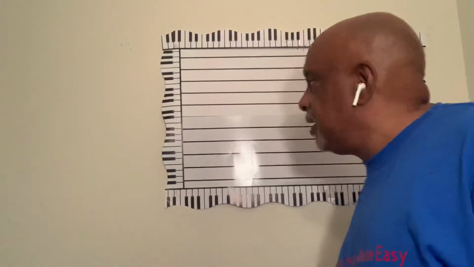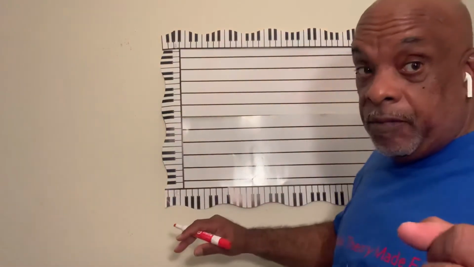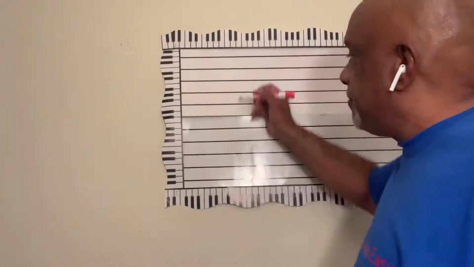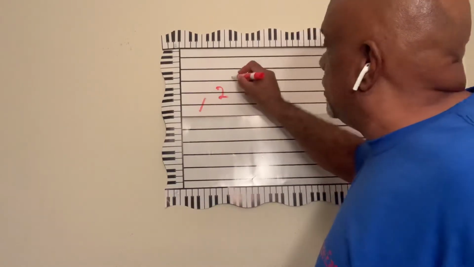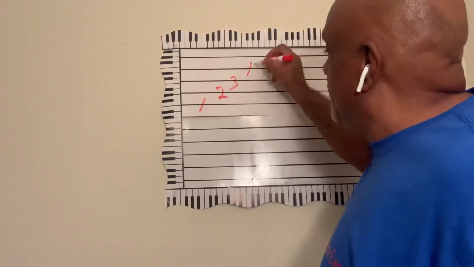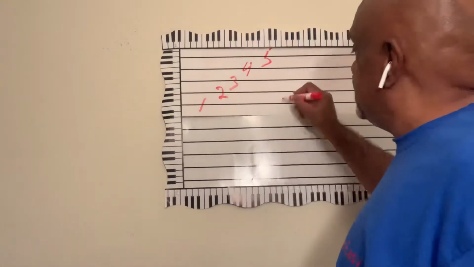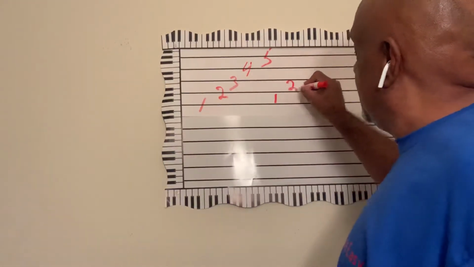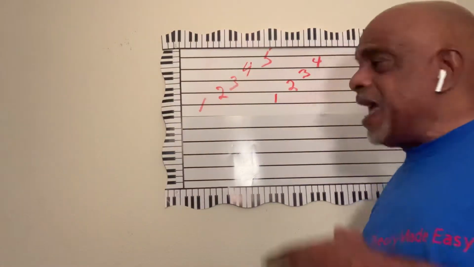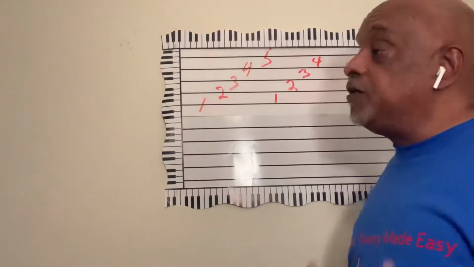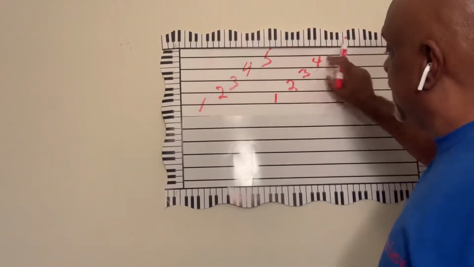So let's look up here. These are staffs. You've got 2 staffs here. When you count a staff, remember, you count from bottom to top. So the first line at the bottom is 1. Second line, 2. Third line, 3. Fourth line, 4. And fifth line, 5. The first space at the bottom, second space, third space, and fourth space. So you have 5 lines and 4 spaces on a staff, and I counted each time from bottom to top. Got it?